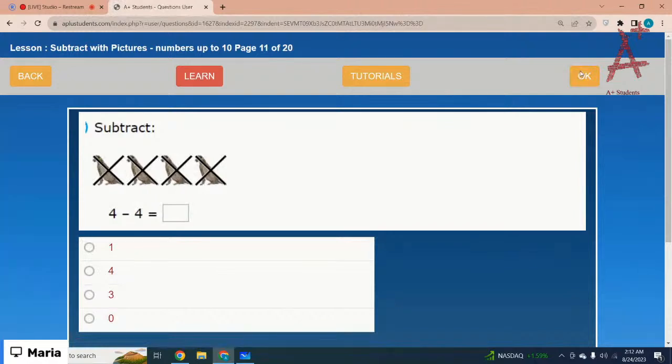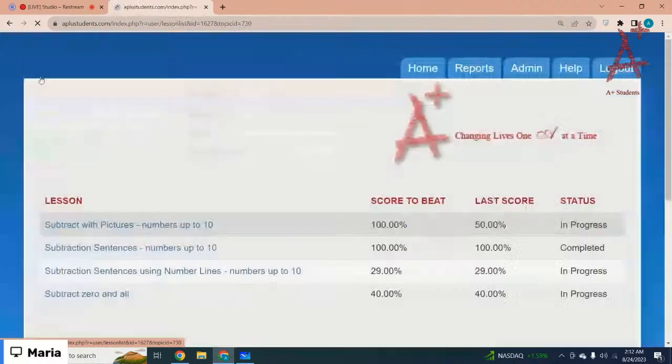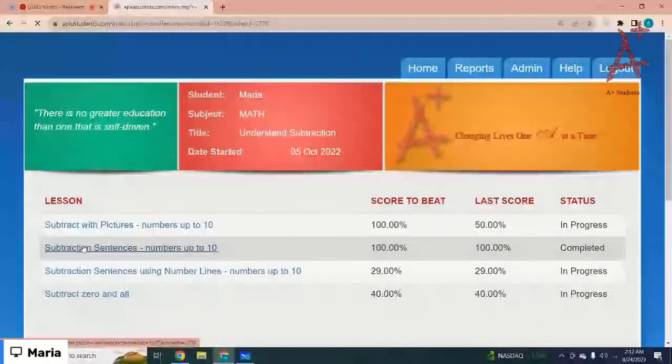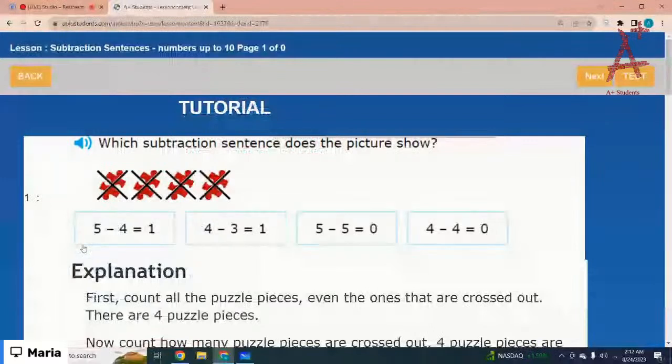Okay, you can complete the lesson by yourself later today. Let me move on to the next lesson. The next lesson is subtraction sentences, numbers up to 10. We were working with pictures in the last lesson. Now you are going to start with sentences. You have to look at the pictures and write the sentence. Which subtraction sentence does the picture show?